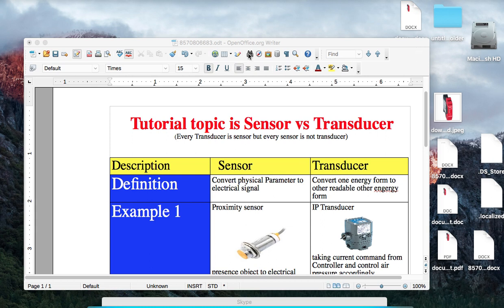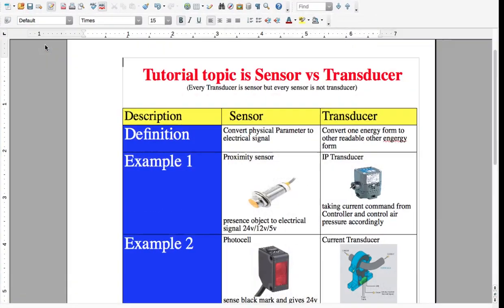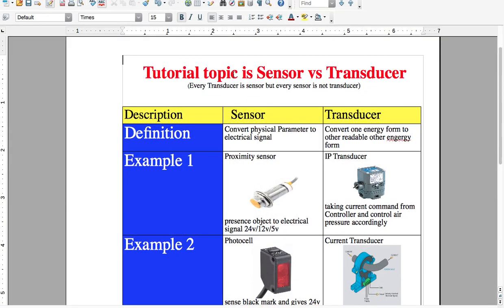Today our topic is sensor and transducer. It's a very common question at the beginning of instrumentation. What is the main difference between transducer and sensor? It is a very common word for both these items.